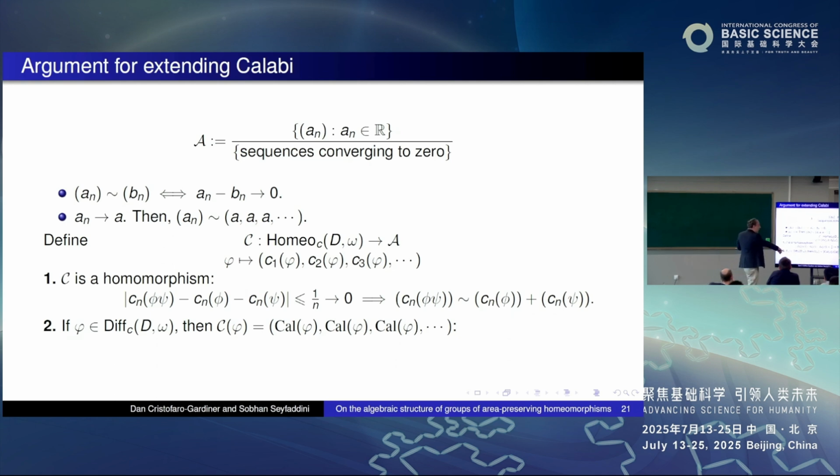So if I happen to evaluate it on Diff, then, just like we were saying, remember, if a_n converges to a, then in script A, a_n is just equivalent to the constant sequence. So on Diff, this thing is just equivalent to the Calabi invariant. So therefore, it can't be 0. So there you see, the Weil law guarantees non-triviality.